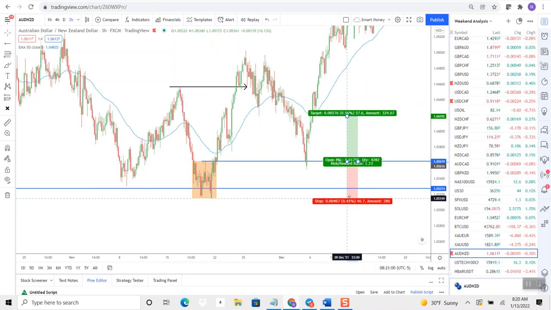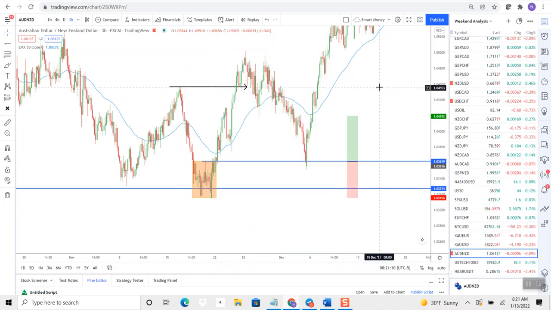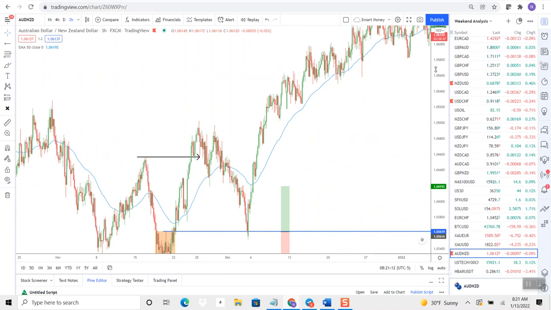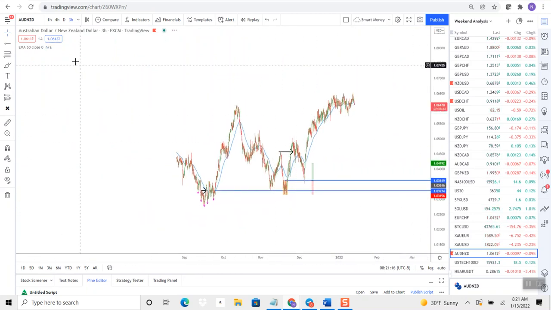So place stop below here. You could have placed stop probably below this demand zone here, but just to be safe, we'll do the whole block in here. So let's go 46 pips, 46 pips, all right? And now we would have taken it. This is where we would have taken it.